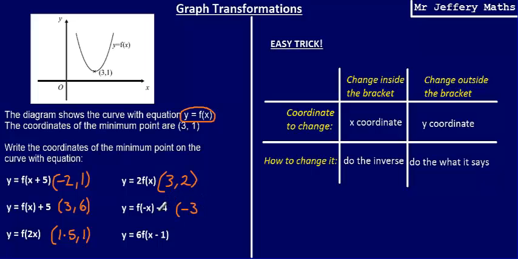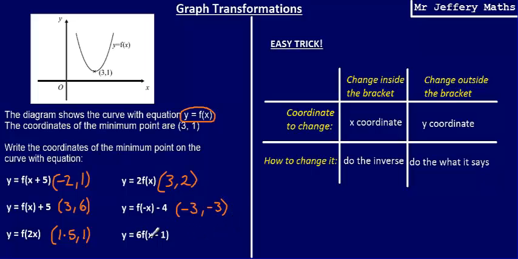And then this change has happened outside the bracket, which means it's going to change our y coordinate, and we're going to do what it says. We're told to take away 4. So 1 minus 4 will give us negative 3 as well.